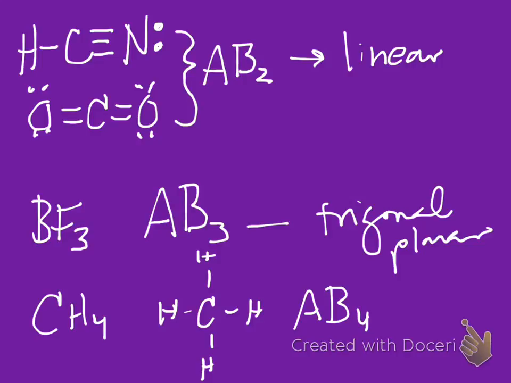Okay, so these are all things that don't have anything on the central in terms of unshared pairs. Let's look at one that's got an unshared pair on the central. We'll start off with NH3. This is ammonia. This is the household cleaning product. This is what makes cat pee so stinky. And of course it looks like that.